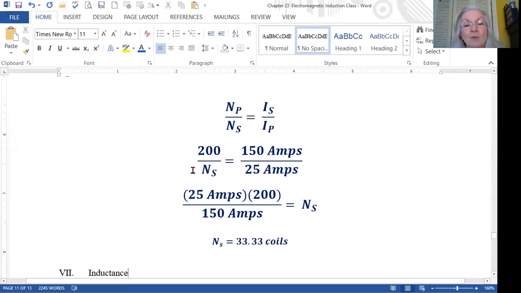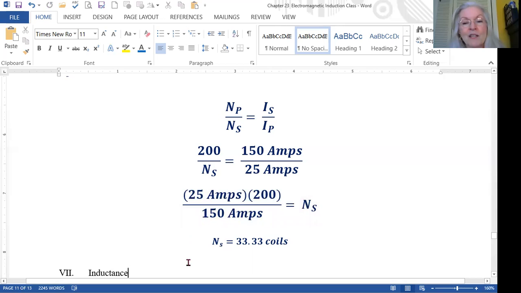To get the number of coils out of the denominator, I multiply both sides by it. To get the 25 out of the denominator on the right-hand side, I multiply. That brings it up on the left. To get the 150 out, we have to divide. And when you do the math, you end up with 33.33 coils. It is odd to think of a fractional number of coils. In the real world, you wouldn't have that. We'd have different ratios to deal with this.